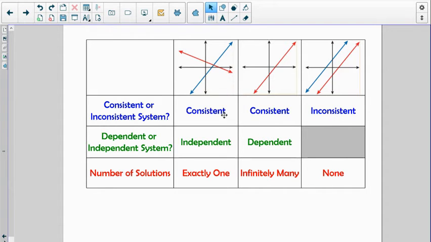Now for the consistent systems, we can classify it further as independent or dependent. Remember, independent means that there's exactly one solution, and that's what we see here. These two lines cross or meet in exactly one point. A dependent system is a system that has an infinite number of solutions, or infinitely many solutions, and that's when your two lines will overlap, essentially creating the same line.